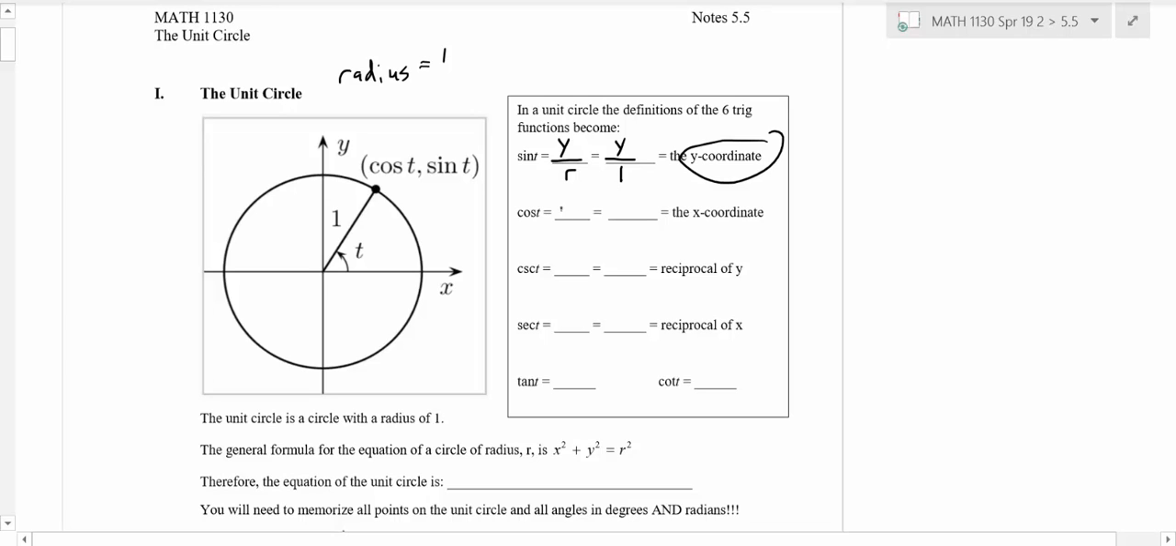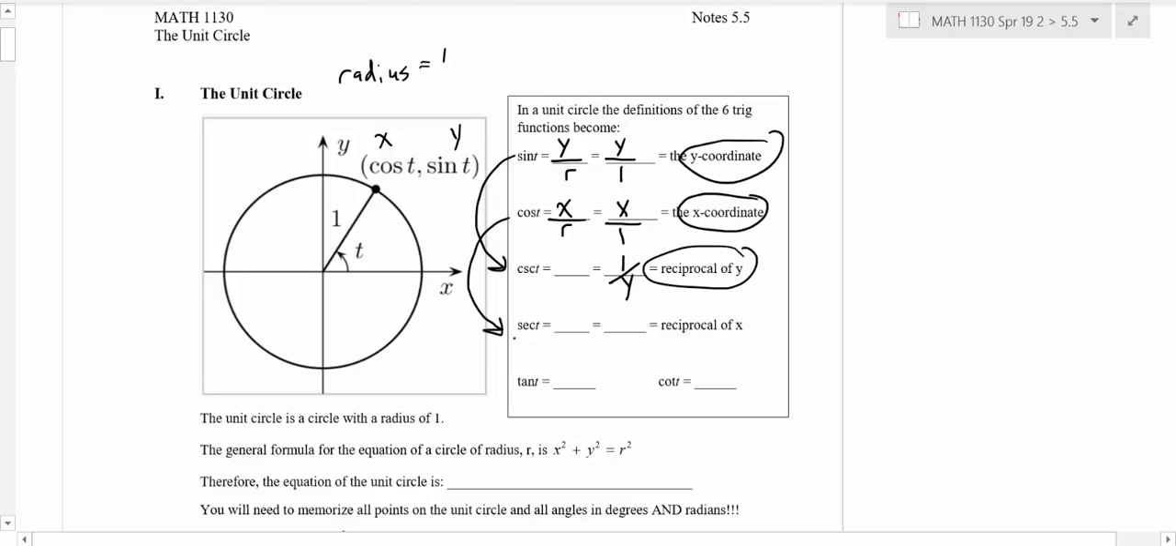The cosine is x over r. However, r is 1, so x over 1 is just x. So what happens in a unit circle is the sine is basically the y value, and the cosine is the x value. Then the reciprocals go like this. The cosecant is just going to be 1 over y, the reciprocal of y. The secant is the reciprocal of the cosine, so it's 1 over x, just the reciprocal of x.